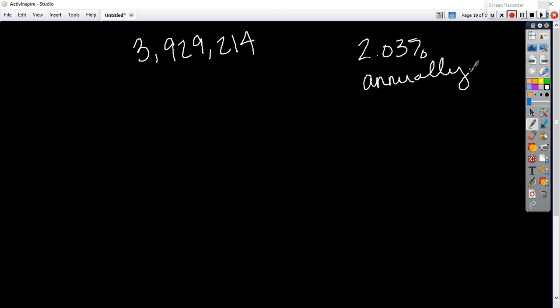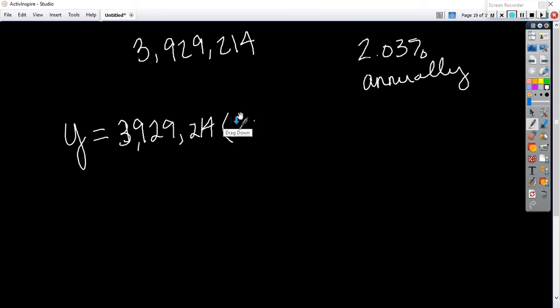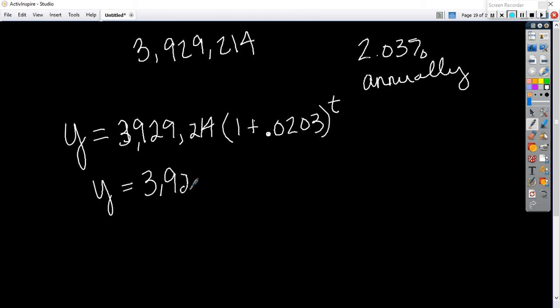So let's write an equation since 1790 for the population. So Y equals... What was my initial amount? 3,929,214 times 1 plus my rate. What's my rate? Always two places. Raised to the T. I'm going to simplify this just by adding what's in parentheses, right? So my growth factor, yes.